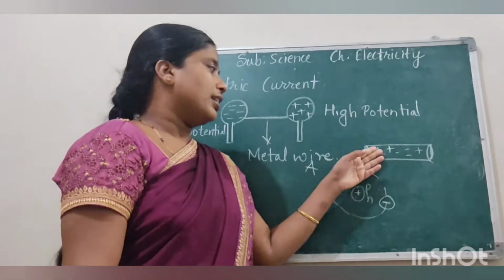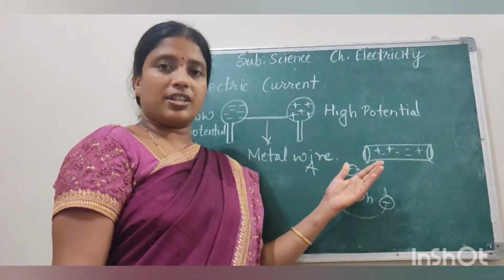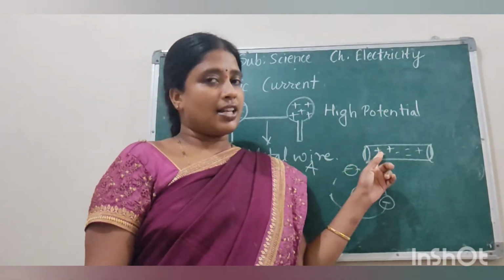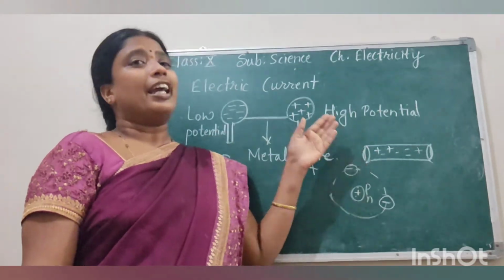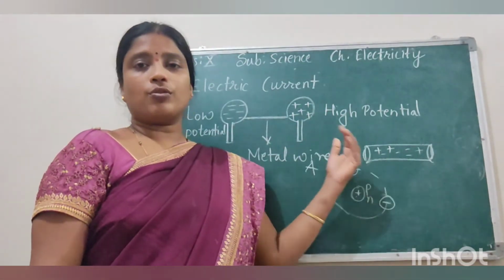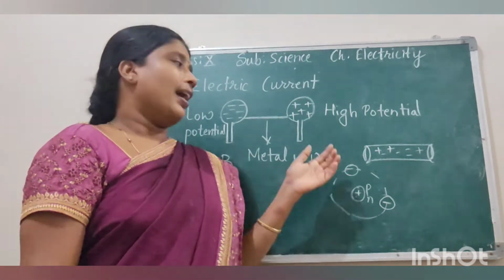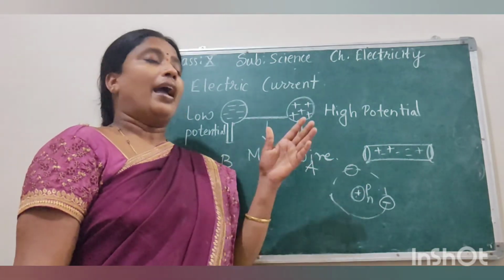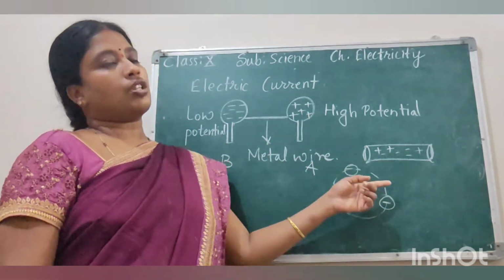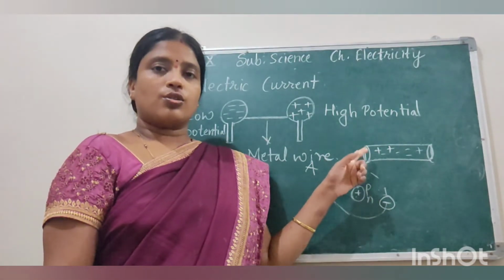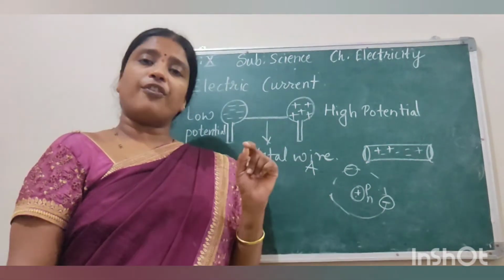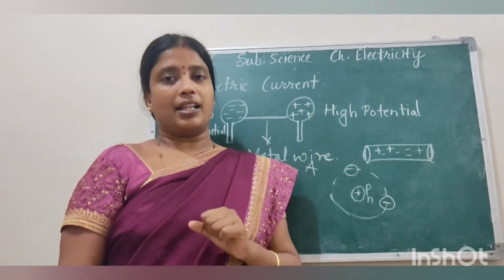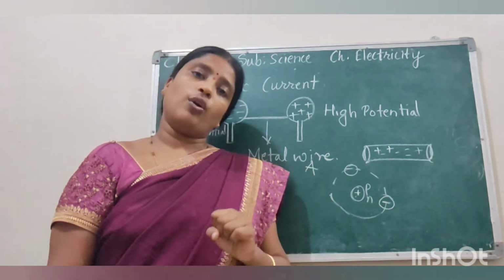Okay, so these free electrons, the negative charges, move from negative to positive. That is why conventionally the direction of flow of current is assumed from positive to negative terminal in a battery, and the electrons always flow from negative to positive, and the direction of flow of current is opposite to the direction of flow of electrons. So the conventional direction of flow of current is from positive terminal to the negative terminal. This is the conventional direction of flow of current.